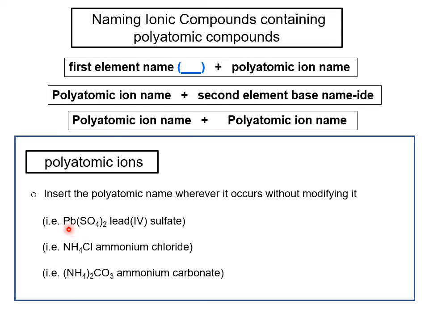So here we have lead 4 sulfate. I know that the lead is a 4 because each SO4 is -2 and there's 2 of them. That makes -4, so this is lead 4 sulfate. Ammonium is +1, chloride -1, it's just ammonium chloride. And here, carbonate is -2, ammonium +1, but notice there is no mention of their charge. I just put the name of the polyatomic ion where it occurs.